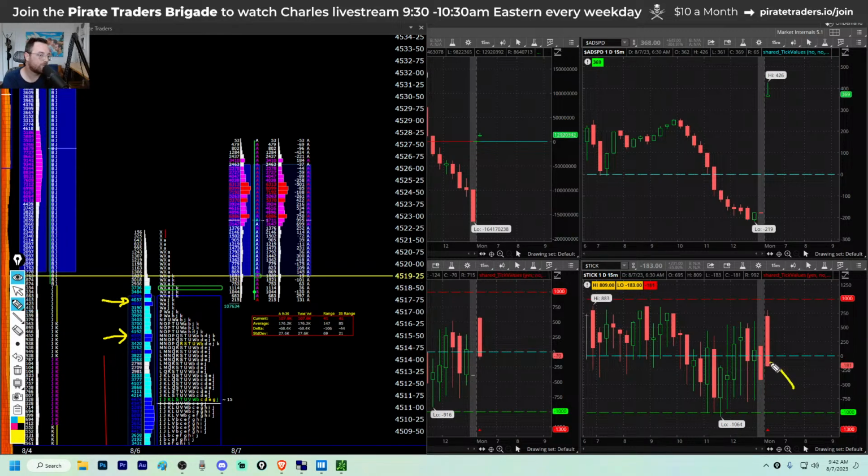So this is the moment of truth for those buyers on the ticks. If they can't get them back above the zero line, we're likely to go sideways for a while here inside that overnight range.